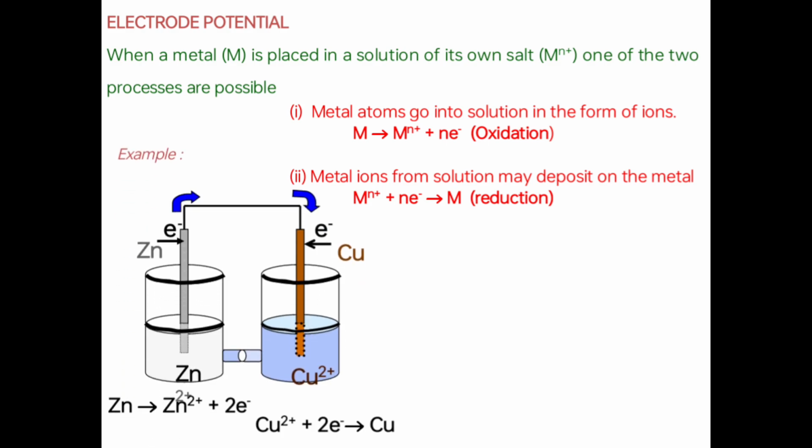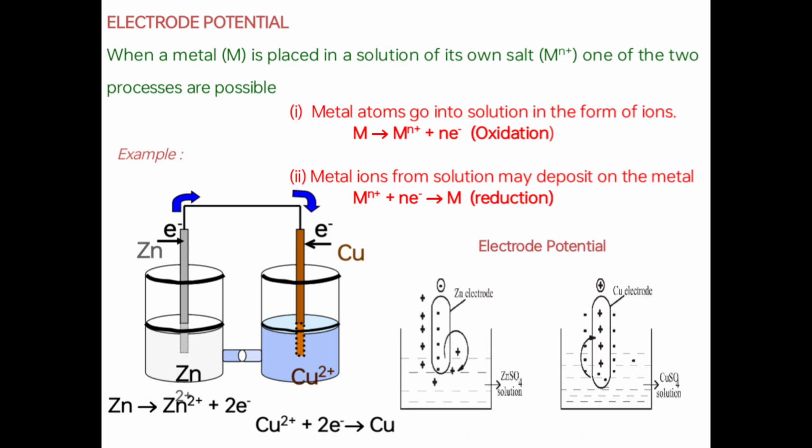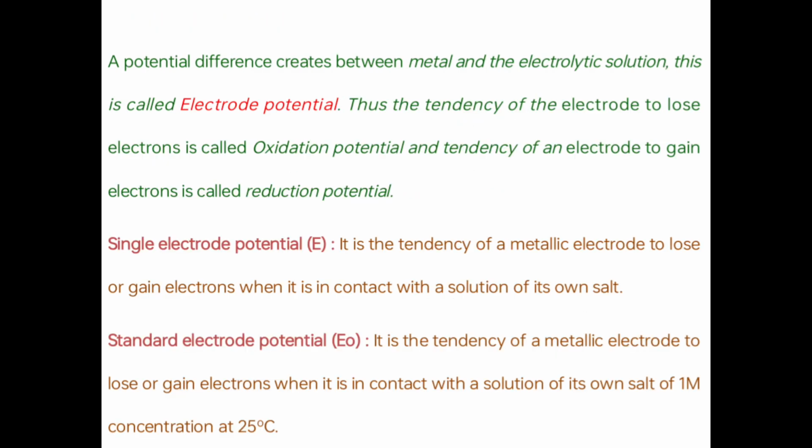Example: zinc gives Zn²⁺ plus 2e⁻, and Cu²⁺ plus 2e⁻ gives copper. This is the electrode potential. Zinc electrode in zinc sulfate solution is the anode, and copper electrode in copper sulfate solution is the cathode. A potential difference is created between the metal and the electrolytic solution. This is called electrode potential.